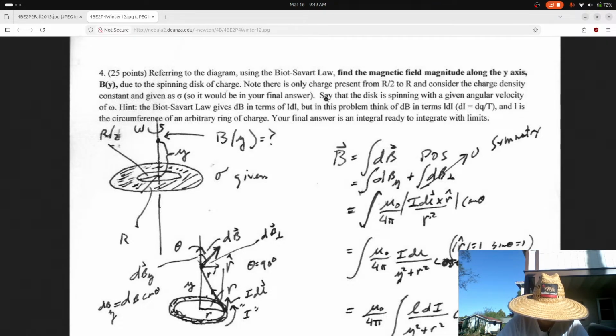This is R over 2. This is R. So we can call this i hat, j hat, k hat. Spinning with omega. And this thing has charge density sigma. Okay, so what we want to know is, let's just find the current in a little loop.